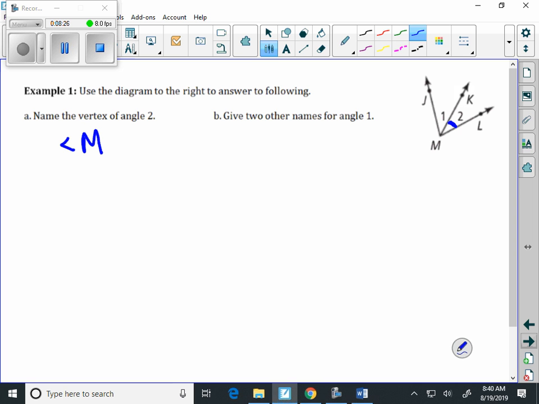If we want to be a little bit more specific, because M is more than one place, so to speak, in terms of angles, then I might say angle KML.